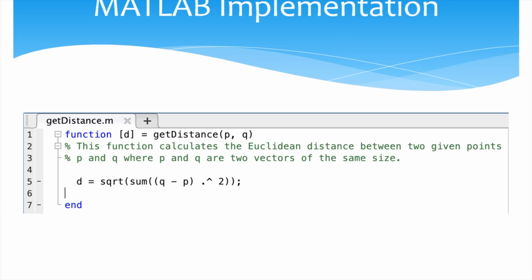We implement the formula using matrix operation as shown in line 5. We perform matrix subtraction between q and p, which gives us the distance between p and q in terms of each dimension. Then, to make the distance positive values, we square the distance for each dimension using element operation. Then we take the sum of all squared distances and take the square root to get the distance d.